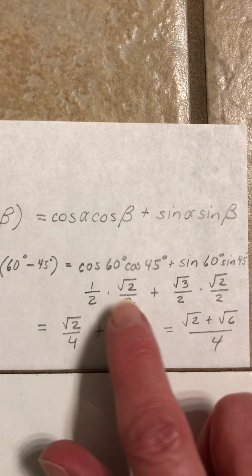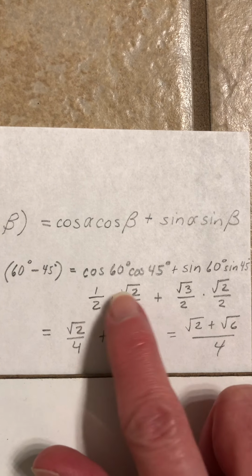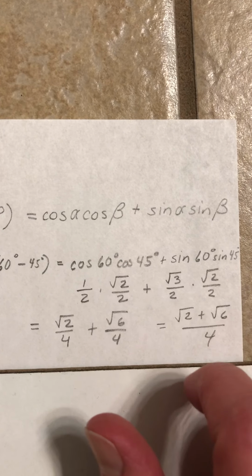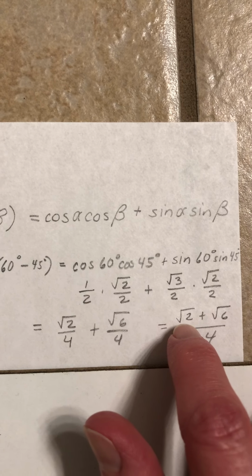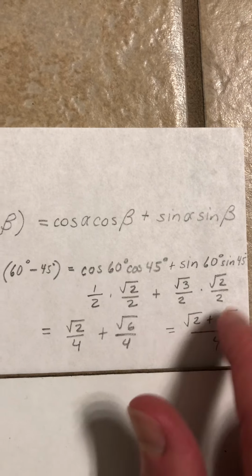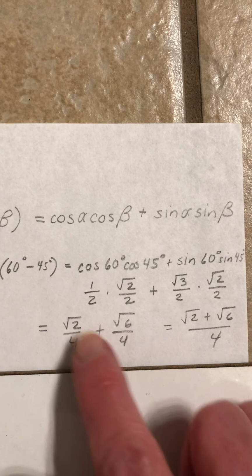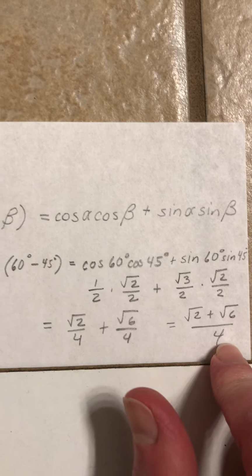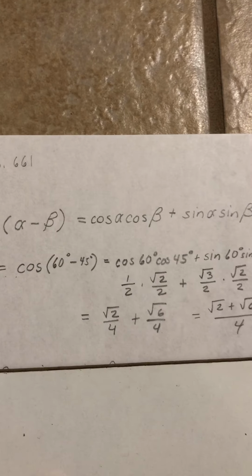And then you just have to do some arithmetic. When I multiply these two together, I get radical 2 over 4. When I multiply these two together, I get radical 6 over 4. And so then if I add radical 2 over 4 to radical 6 over 4, I get radical 2 plus radical 6 all over 4.